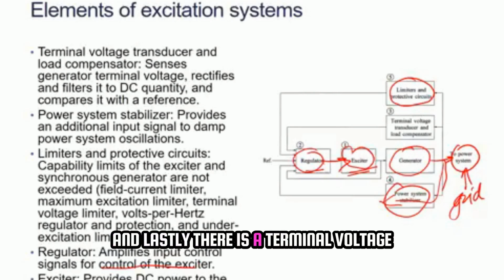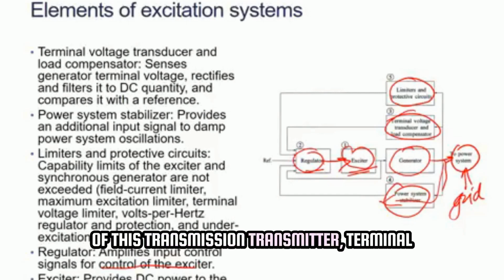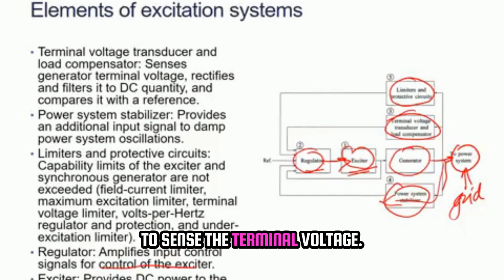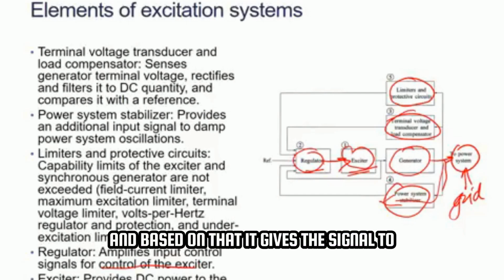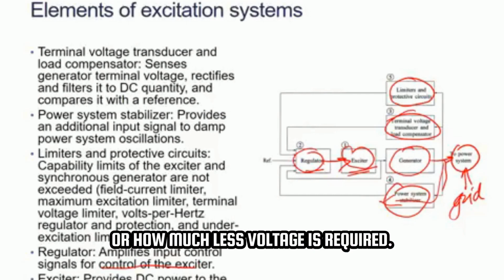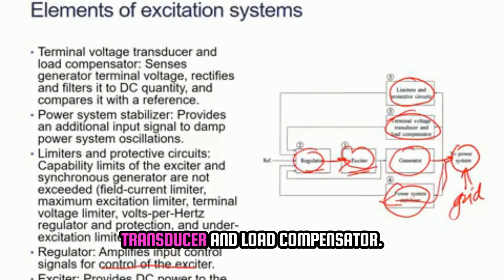And lastly, there is the terminal voltage transducer and the load compensator. The role of this terminal voltage transducer and load compensator is to sense the terminal voltage, and based on that it gives the signal to the regulator how much more voltage or how much less voltage is required, whether to increase the field current or reduce the field current. That is decided by this terminal voltage transducer and load compensator. So these are the broad components.